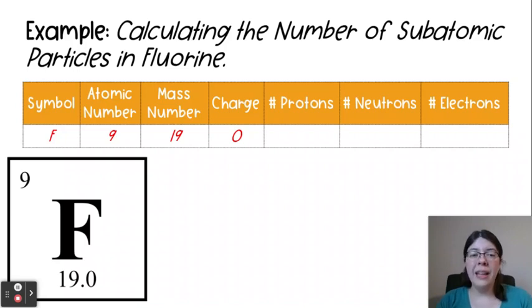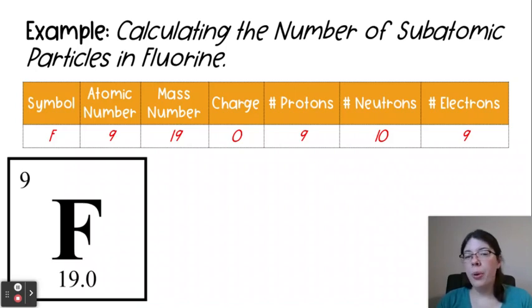To calculate the number of protons, I want to look back at the atomic number. So therefore, the number of protons is equal to 9. To find the number of neutrons, I take the mass number minus the atomic number. So 19 minus 9, which gives me 10 neutrons. And then to find the number of electrons, because my charge is 0, I take my atomic number minus my charge, so 9 minus 0, I have 9 electrons.